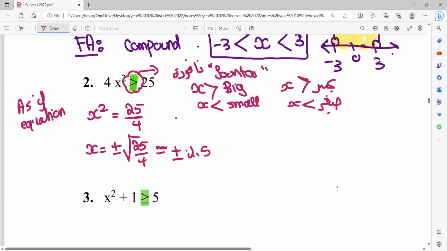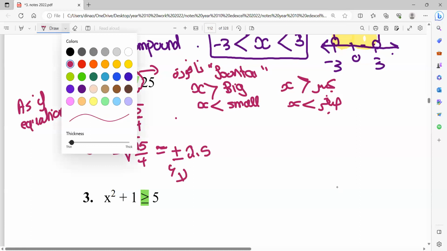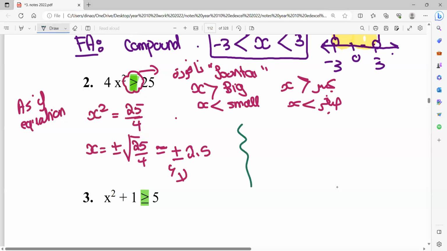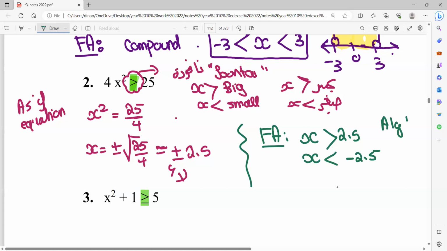طيب احنا كده خلصنا؟ لا كده ما خلصناش. ده ال working out. Now you still need to write the FA, the final answer. Okay, now the final answer of any greater than questions is divided into two parts, x greater than the bigger value, which is 2.5, or x less than the smaller value, which is negative 2.5. This is the algebraic answer.